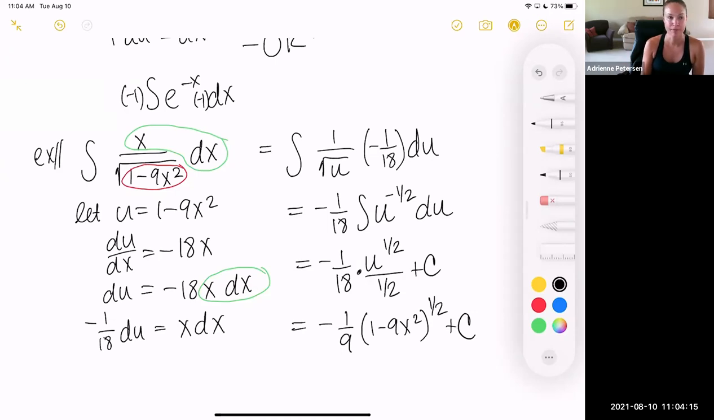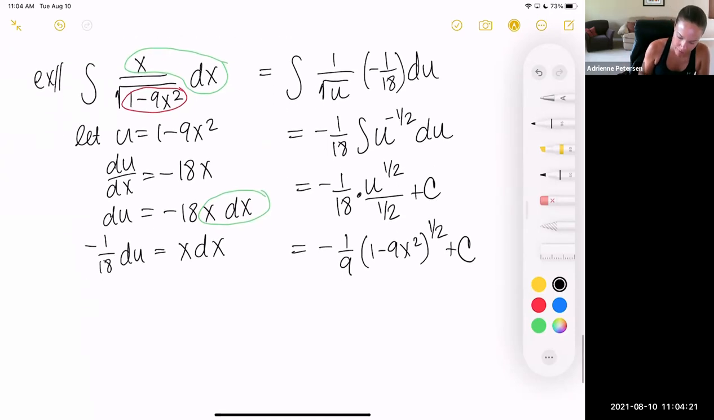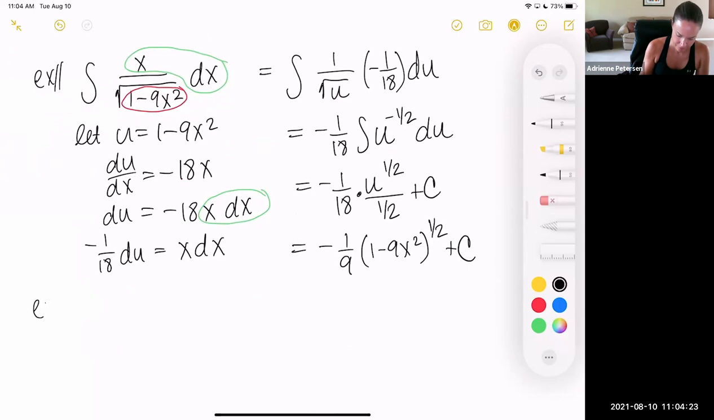Any questions on this one? Okay, let's do 3 more. How about the integral of the cube root of ln of x over x dx?